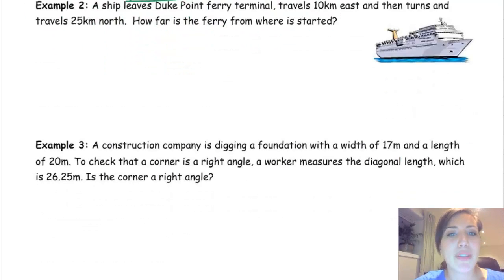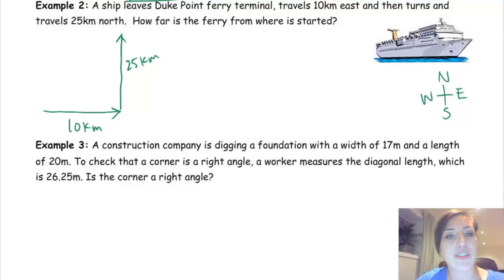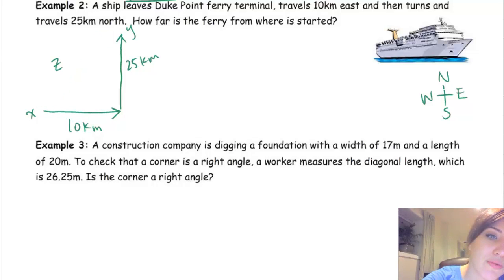All right, example 2. A ship leaves Duke Point Ferry Terminal and it travels east. Let's quickly make our compass: north, east, south, west. It travels east 10 kilometers, and then it turns and travels north 25 kilometers. How far is the ferry from where it started? So we want to know, if we go from x to y, how far is this? What is the hypotenuse? We'll call that length z.